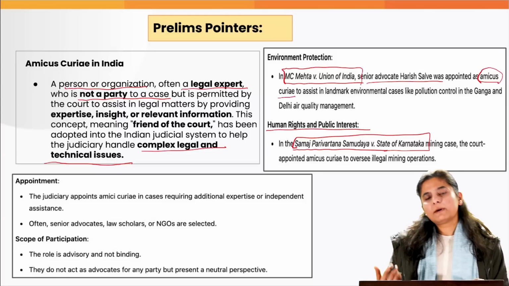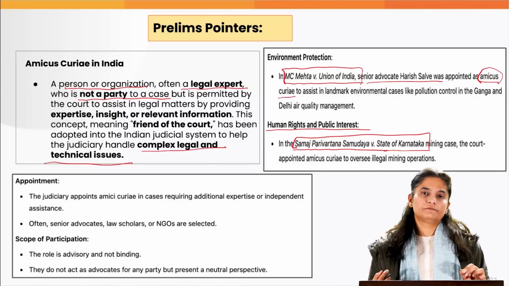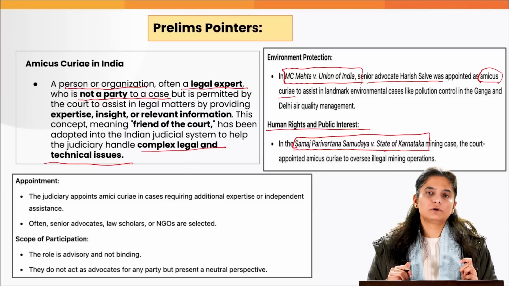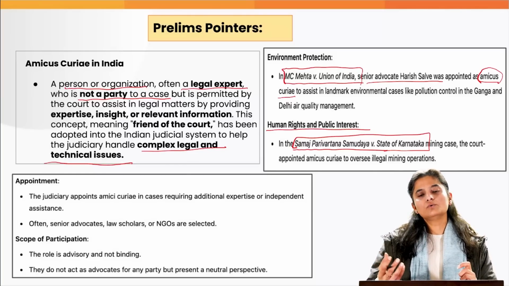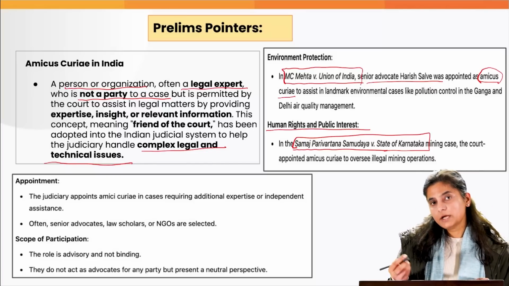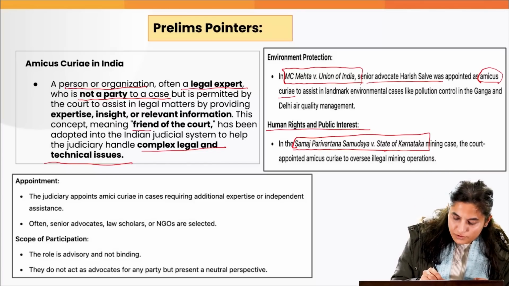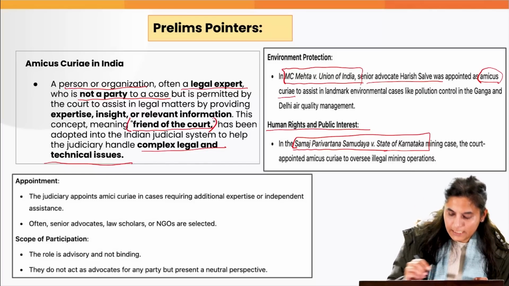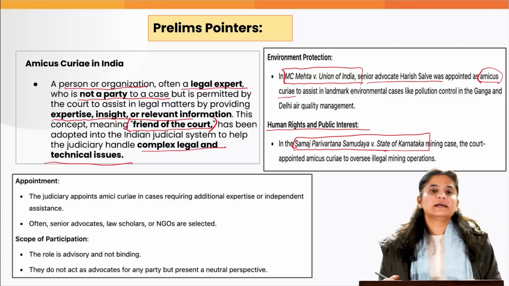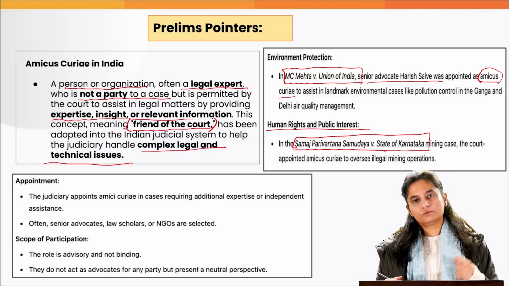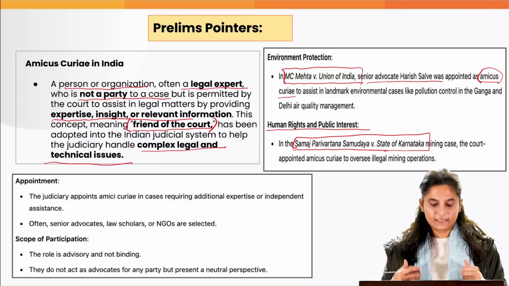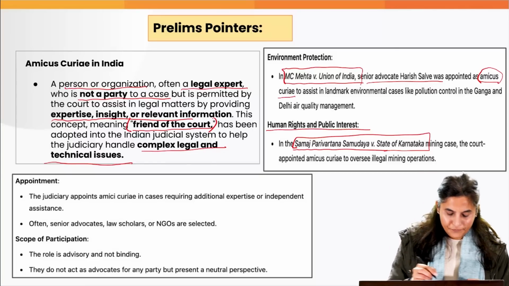And it is a neutral party. It is not a party to the case, and it is not going to support any of the parties involved. It is just going to be there to give information and establish the facts. It is a help to the courts, so it is also called the friend of the court. It gives expertise, insights, or relevant information with respect to the cases or the topic that the Supreme Court, or any of the courts, has highlighted.